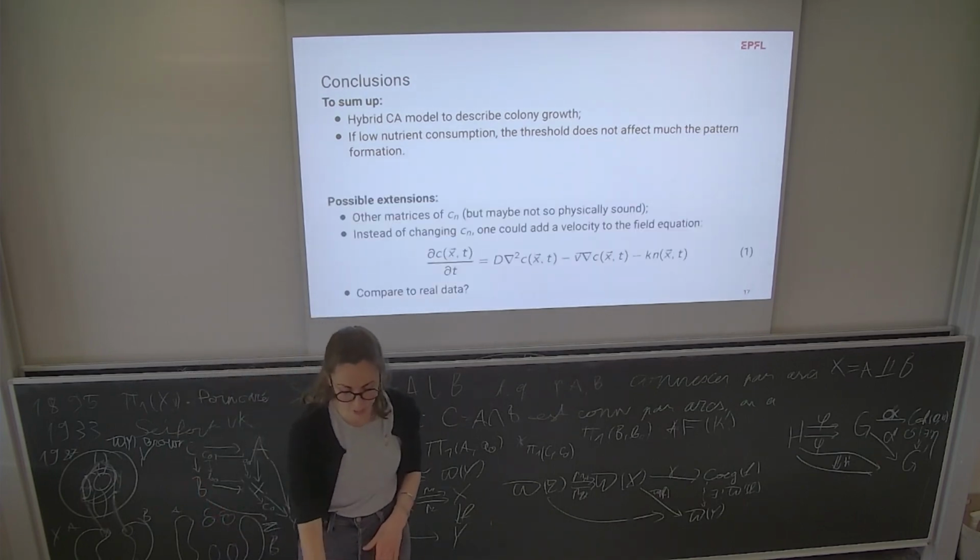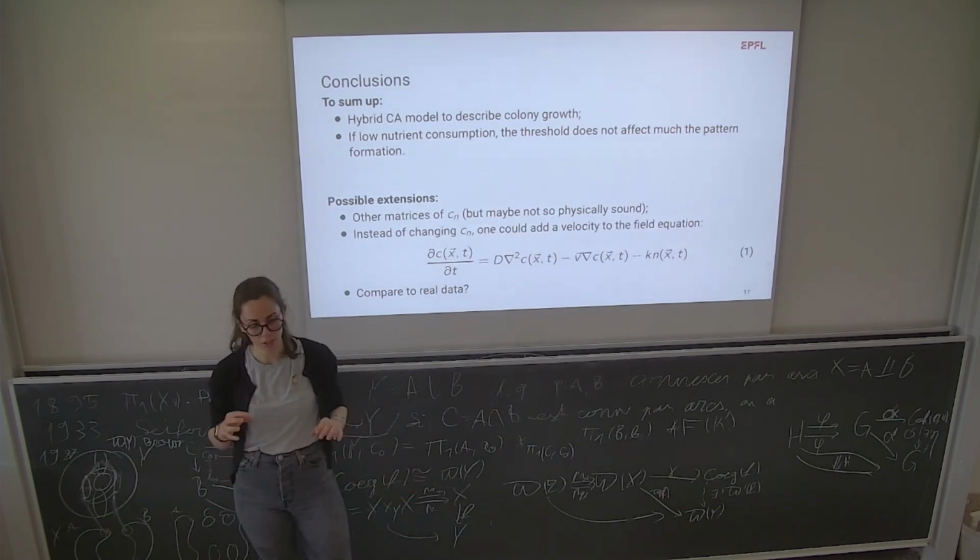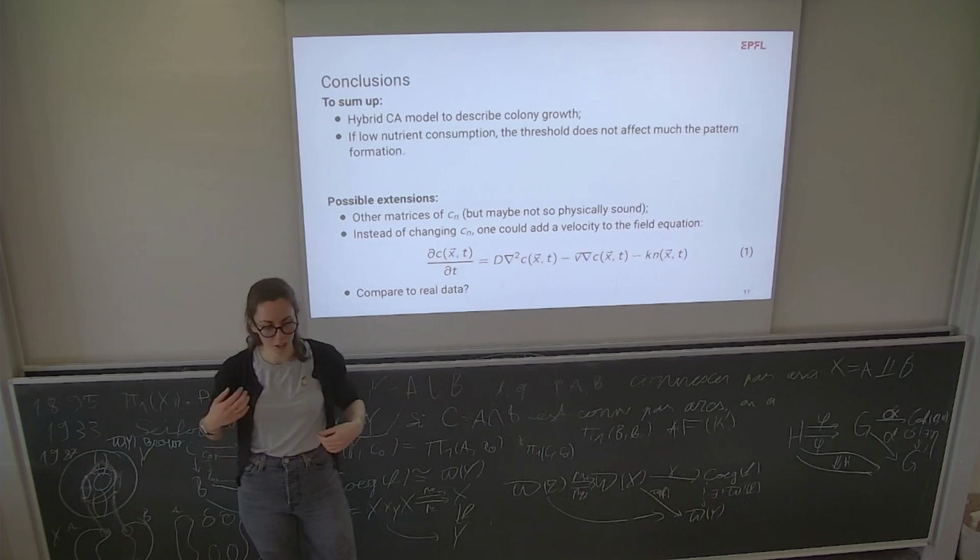And there are many other possible extensions. One could think of having different matrices of this thresholding function, but maybe the ones that I took had a physically sound reason behind them. Maybe other choices may not have this physical interpretation.